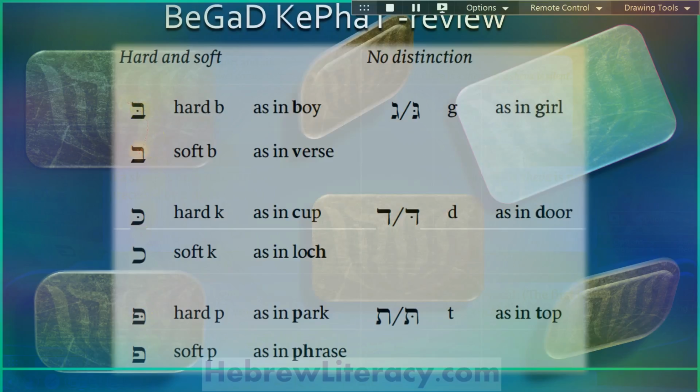So these are the same letters. They're just written in different ways. If I want to say a b sound as in boy, I put a dot in there, and it's b. If I want to make it soft, like the letter V in verse, then there's no Dagesh. A K sound, we put a dot in this letter, in the kaf. With no dot, it's ch, like Loch Ness Monster, although we usually transliterate it KH. P, like Pinoy, we put a dot in there. If we take the dot out, then it becomes F, like Philippines.